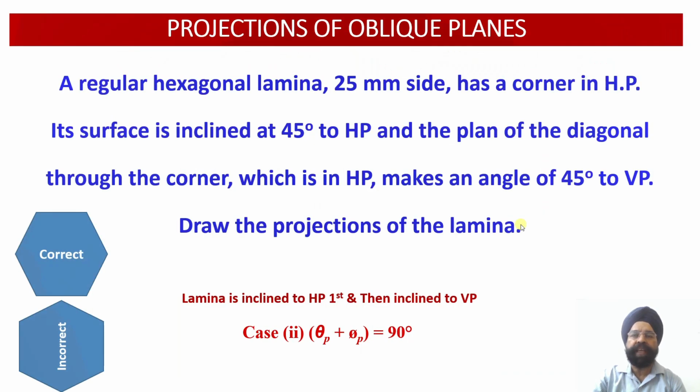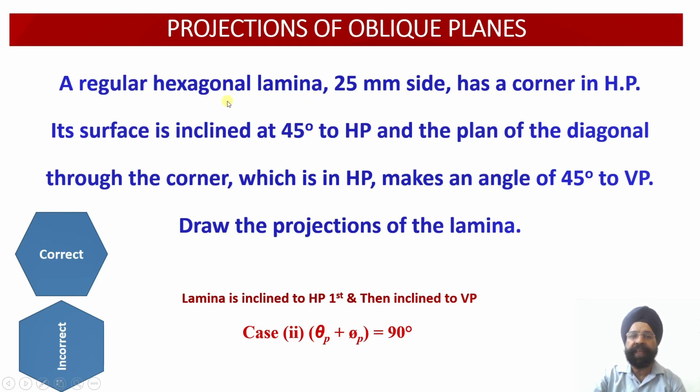Now the oblique planes are the planes which happen to be inclined to both the reference planes, that is the horizontal plane and the vertical plane. Now let us see the order of inclination of this hexagonal lamina or the hexagonal plane with respect to the two reference planes. So let us read out the statement.